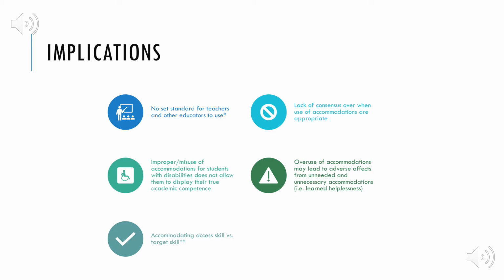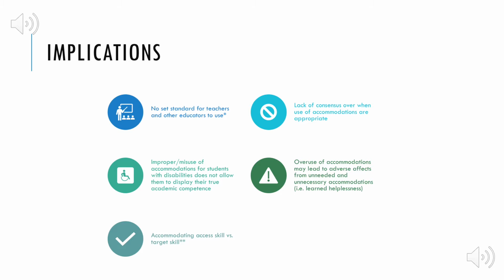Keeping in mind the research previously presented, let's regroup and take a look at some current implications we're seeing through those first three pieces. First, there are no set standards for teachers and other educators to use when making decisions on accommodations as a whole, and specifically which accommodation would best suit the student's needs. Another one is lack of consensus over when use of accommodations are appropriate.